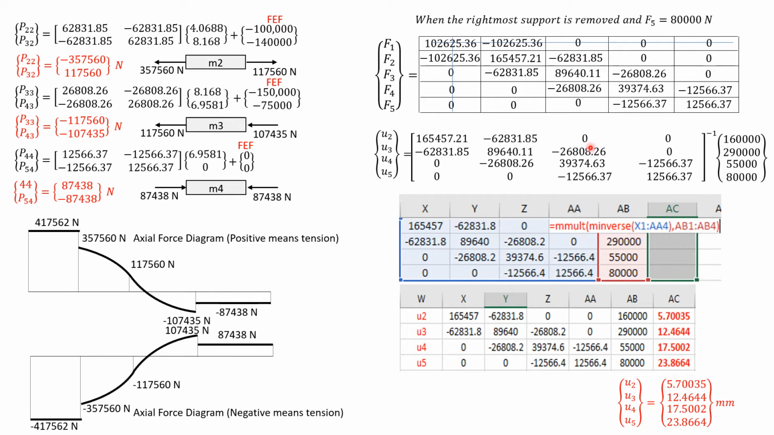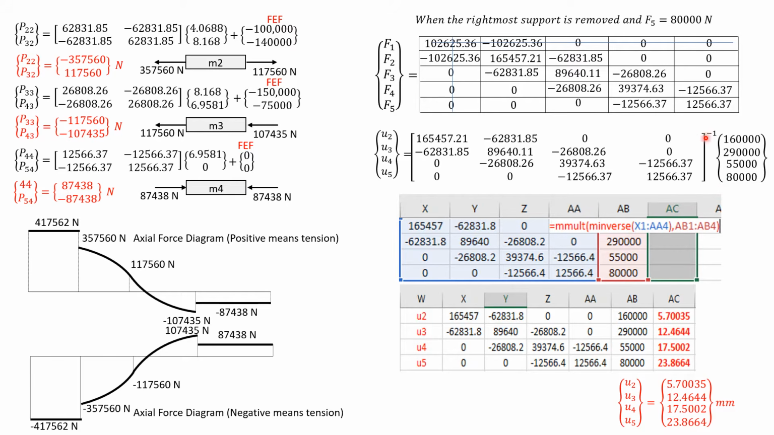So for situations where the square matrix is greater than 3 by 3, because you can still use your calculator if it is 3 by 3 or 2 by 2, for more than 3 by 3 square matrix, like for instance this case 4 by 4, then I will allow you to use Excel to invert it or multiply the inverse and the force matrix.